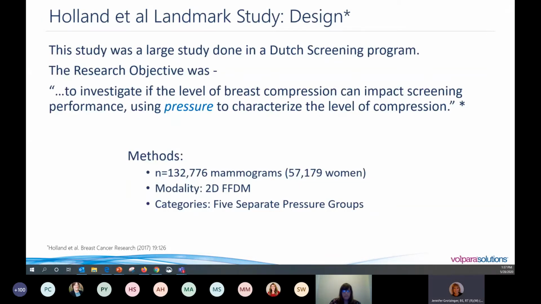There was a large study done in a Dutch screening program called the Holland et al. landmark study. The research objective for this was to investigate if the level of breast compression can impact screening performance using pressure to characterize the level of compression. To do this study, they looked at over 132,000 mammograms, or 57,000 women, in 2D full field digital mammography, and they separated these patients into 5 separate pressure groups.